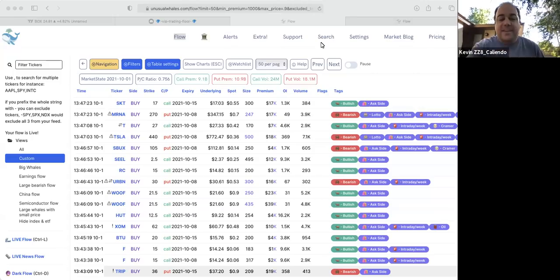Hello, everyone. Kevin here, and I wanted to make a short video going over how I use option flow on Unusual Whales to identify potential trades, and also somewhat to figure out where to enter them. But a lot of that depends on the chart.